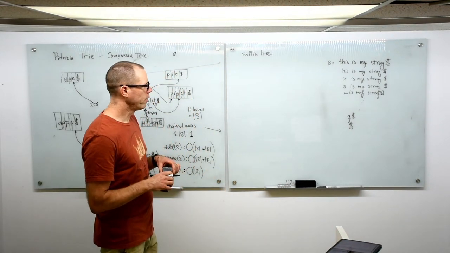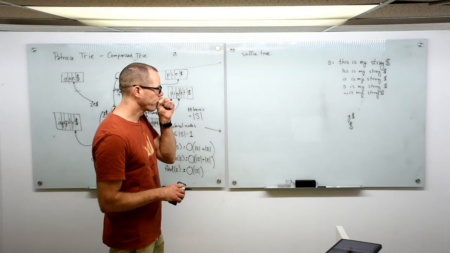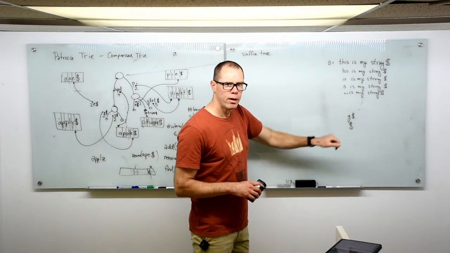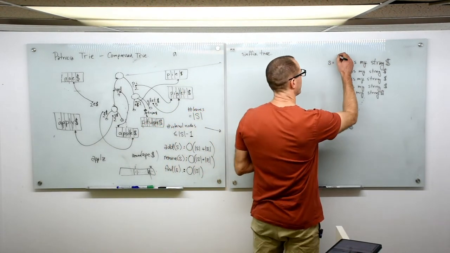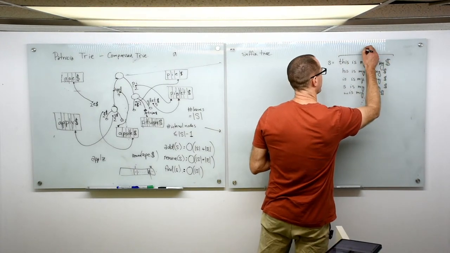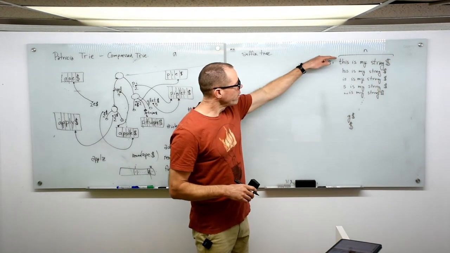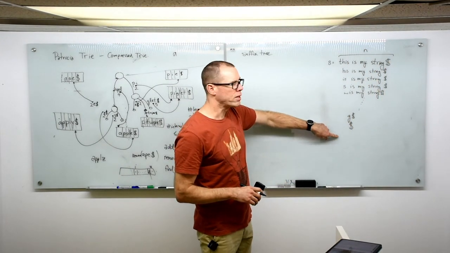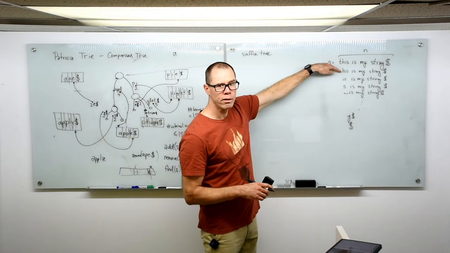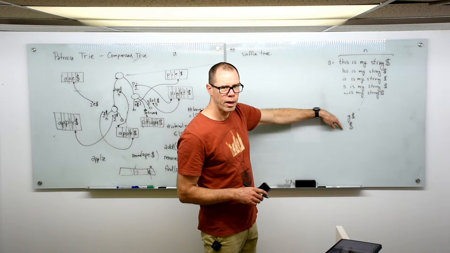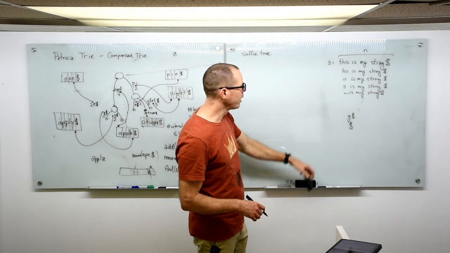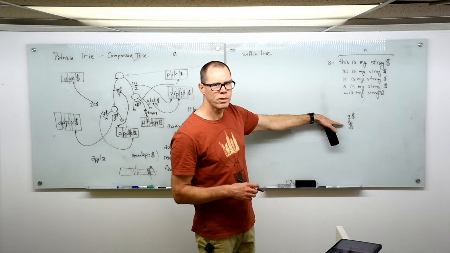So, first of all, if this is a string of length n, then the total length of all these suffixes is, this one has length n, this one has length n minus 1, this one has length n minus 2, and that's terrible, right? That is quadratic. So the total length of all the suffixes is about n squared over 2.